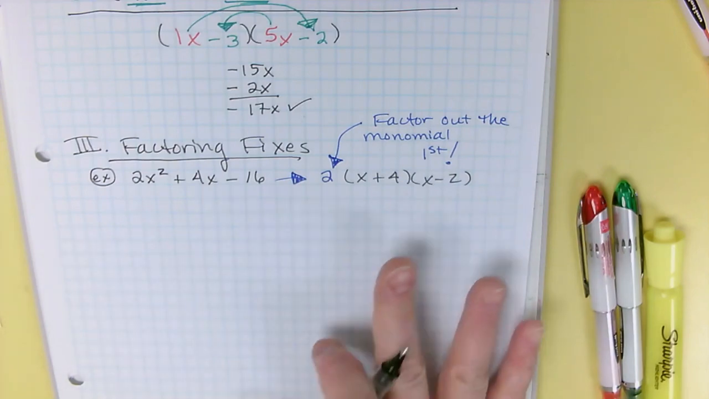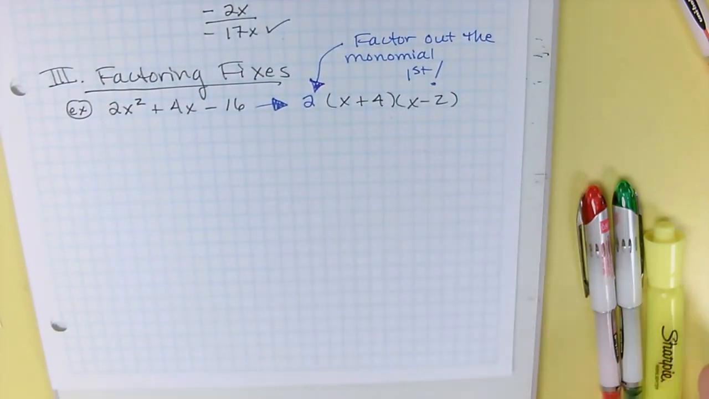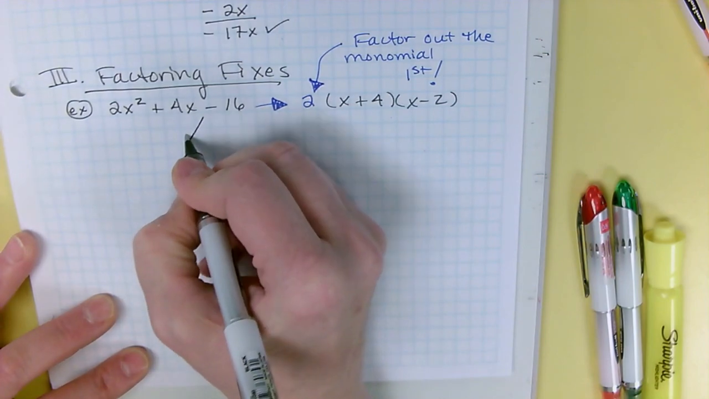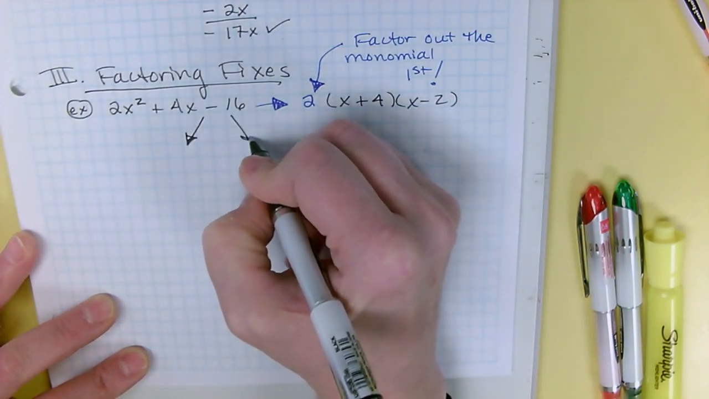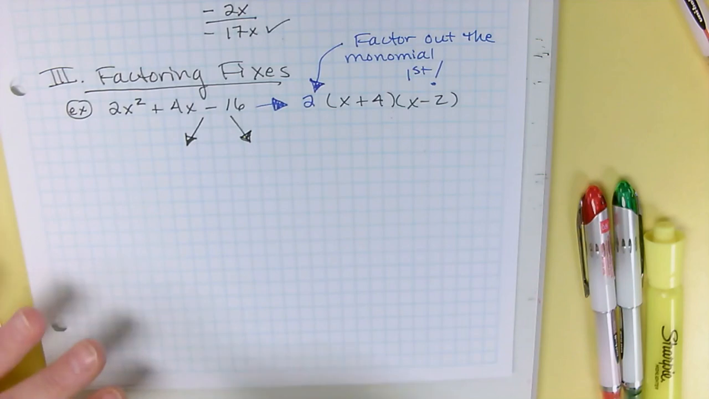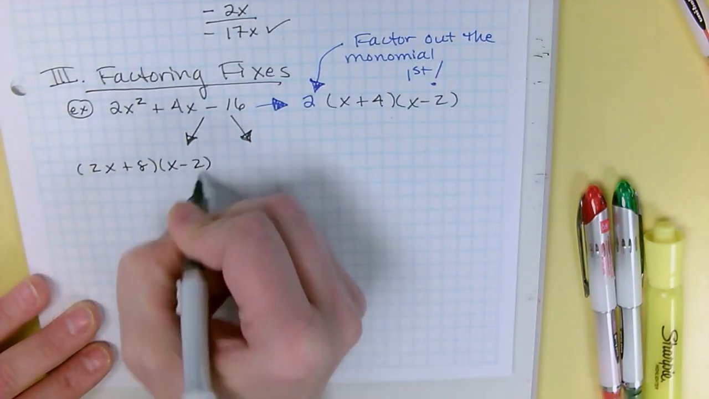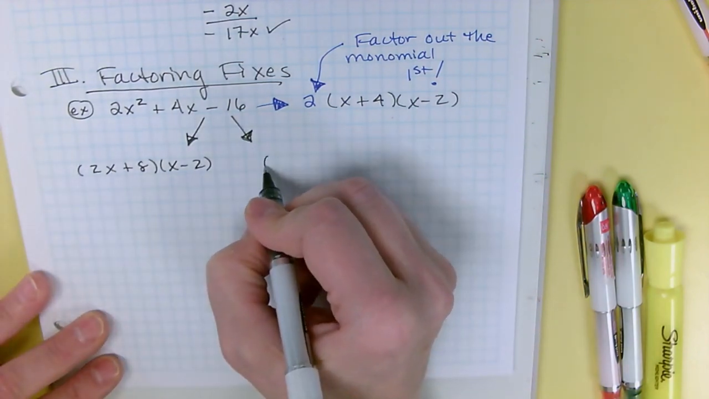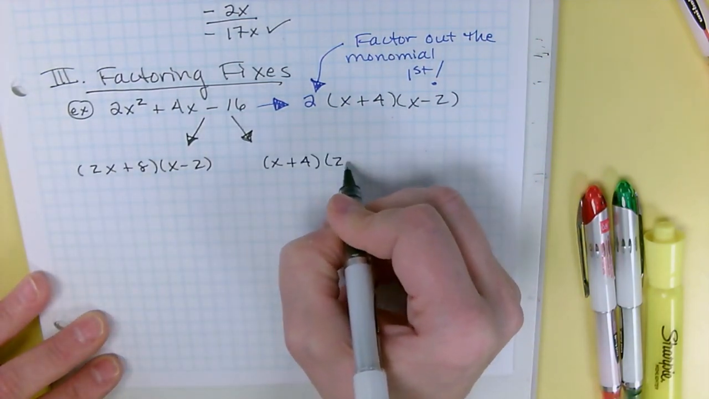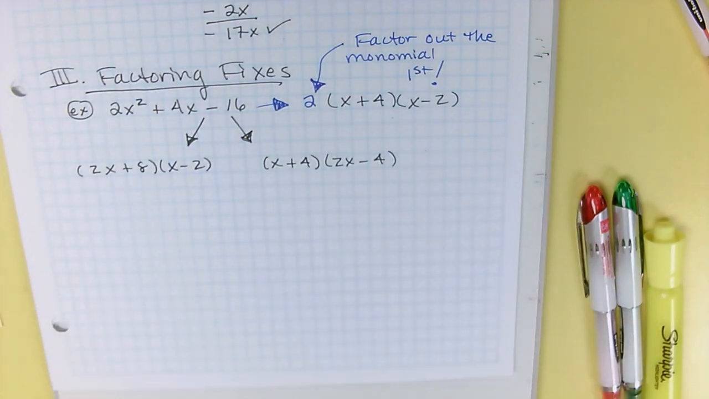But what happens if you don't take the 2 out? Okay, so here's what happens. If you don't take the 2 out, your factoring will look one of 2 ways. It will either be 2x plus 8 times x minus 2, or it will be x plus 4 times 2x minus 4. And if you look at the original one, it's close. Like on this one, it's got the x minus 2, but this factor is different. In this example, it has the x plus 4, but this factor is different.